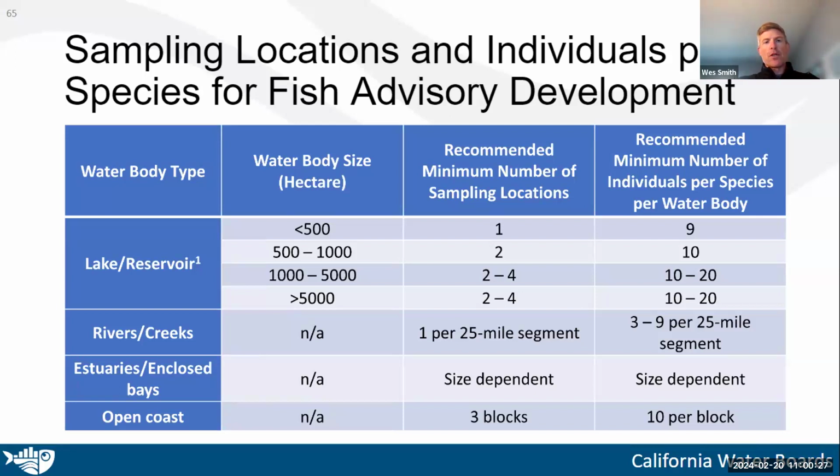And then for the open coast, we generally recommend about 3 blocks, which are CDFW trawl blocks. And there are a variety of maps where those are shown. And that's because the coast is so widespread and varies so much from north to south and by depth that we're just trying to get a good sampling, but be reasonable and not require sampling in every block to get a good understanding of those ranges and contaminant spreads. And then 10 species per block.